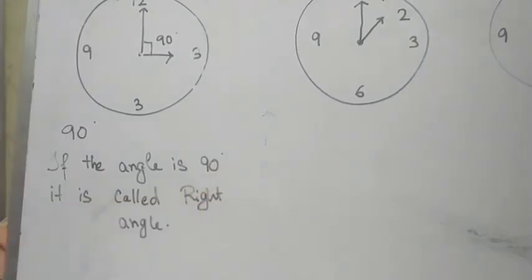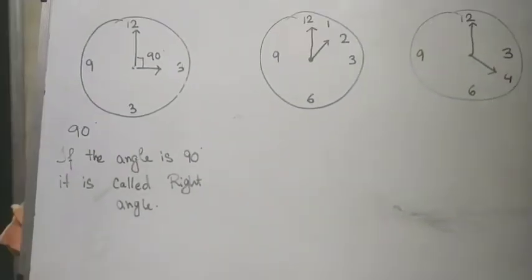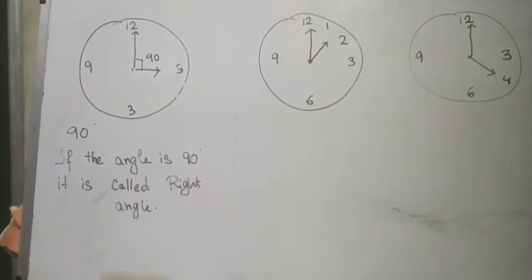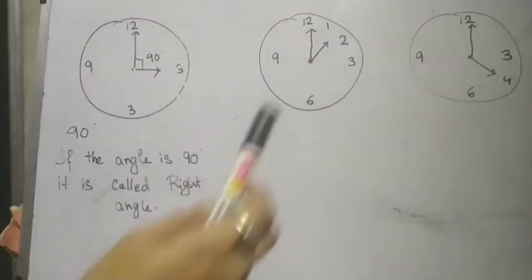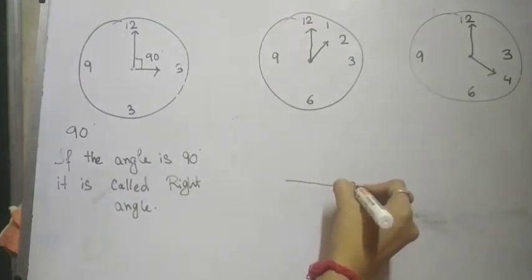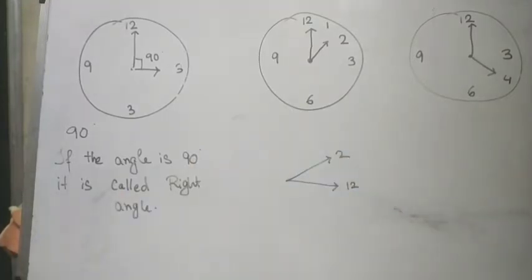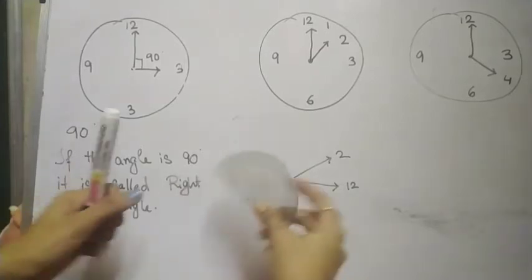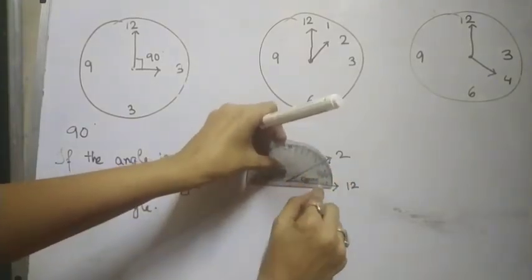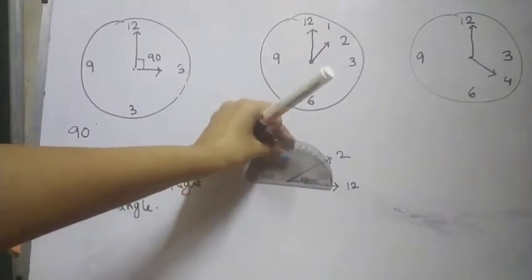Now take number 2 example. I am going to measure with this protractor. Now it is difficult to measure like this, so I am taking this 12 like this and 2 like this. So I am just rotating that one. So what am I getting? I will put this here along the baseline, and then I am getting this as 35 degree, almost 35 degree.